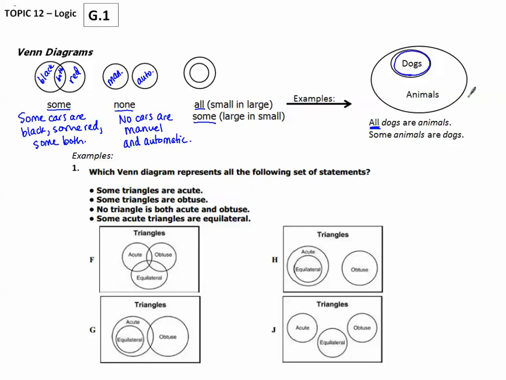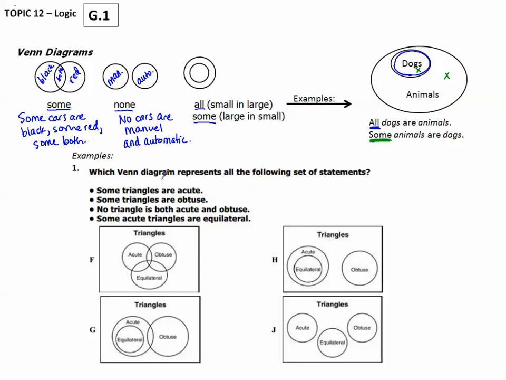All dogs are animals. If we say some animals are dogs, that's because we could have something here in the animal group that's not in the dog group, or we could have something here that is a dog, so it's in the dog group, still in the animal group. Let's look at an example shown at the bottom of your page using the Venn diagrams. Now, what you need to remember about the Venn diagram questions is it's not about necessarily knowing about dogs or cars or triangles. It's about knowing how a Venn diagram is set up, how they look.